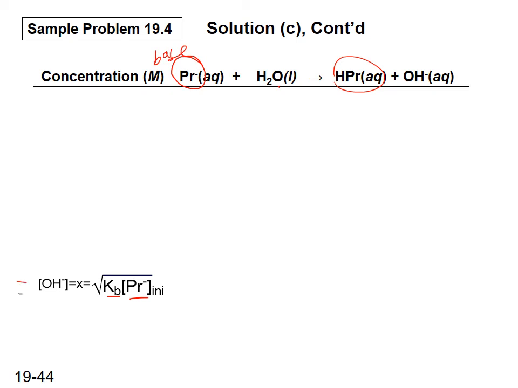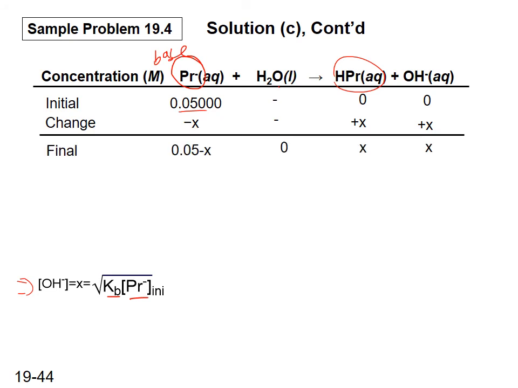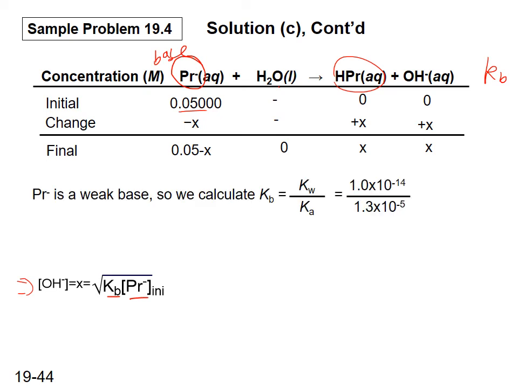Now if you forget this equation, we can just derive it here. So we draw the reaction table: the initial concentration 0.05, just calculated in the last slide, the change x, and the final equilibrium concentration. To solve for x, we need to know Kb because this is the base dissociation reaction. Kb can be calculated by Kw divided by Ka. Ka is given for the propanoic acid. So that gives you Kb of 7.7 times 10 to the minus 10.